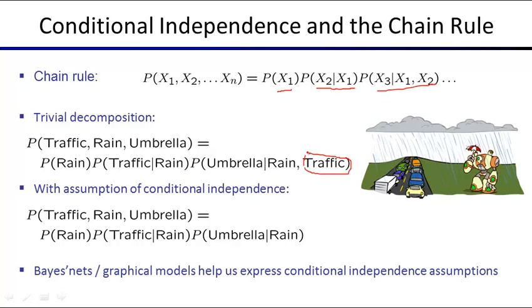Okay, so that's what we're going to be doing. This exact type of reasoning: we apply the chain rule, and then we say, oh, conditional independence allows us to get rid of some things we condition on, and that now gives us a more compact representation of this distribution. Yes?